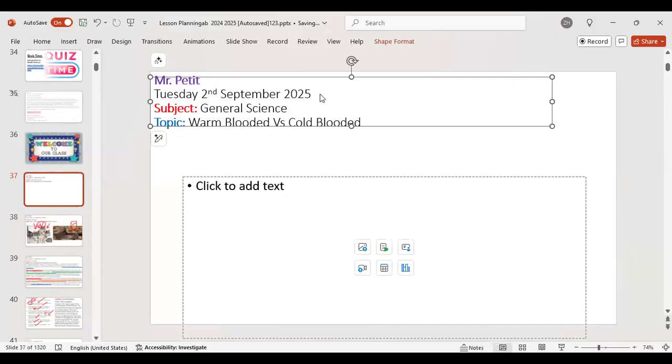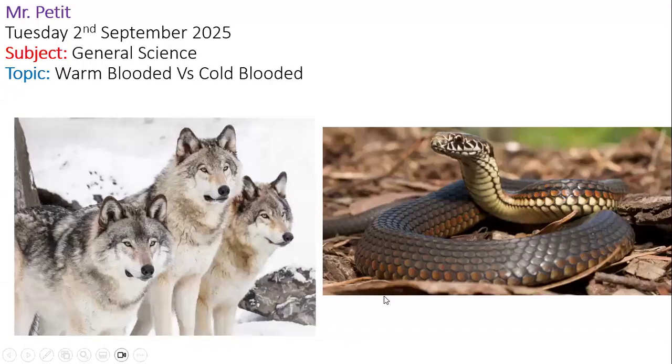So if you look at the screen, we're going to be looking at these two images, and I want you to tell me which one is warm-blooded and which one is cold-blooded. The wolves are warm-blooded and the snake is cold-blooded. Okay. Do we agree with them? Yes, sir. Okay. So my question is, what does it mean?